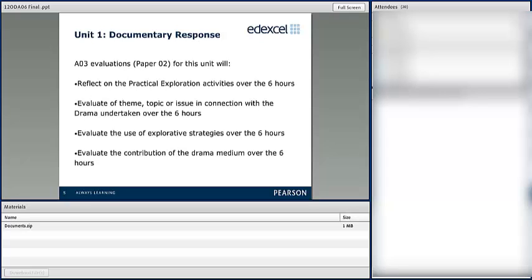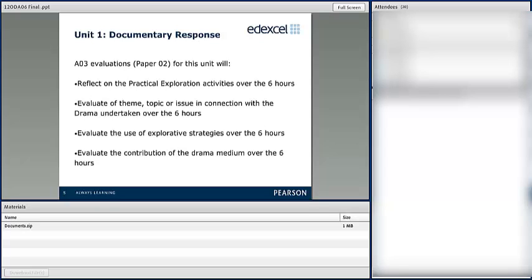Some students will want to evaluate and explore and deconstruct that theme, topic or issue, and they will lose sight of the drama activities that were used. So it's important to make sure that you structure your notes tasks and your support resources to focus them back onto what did we do.